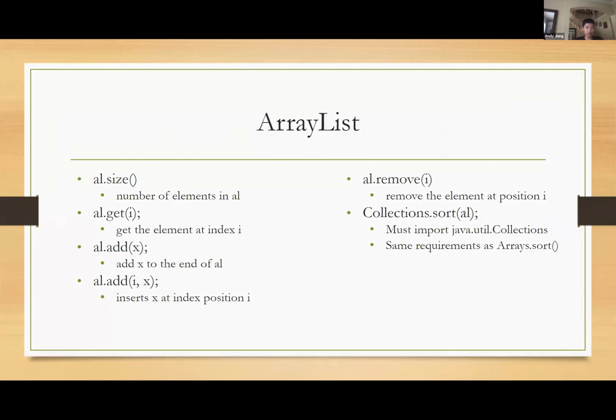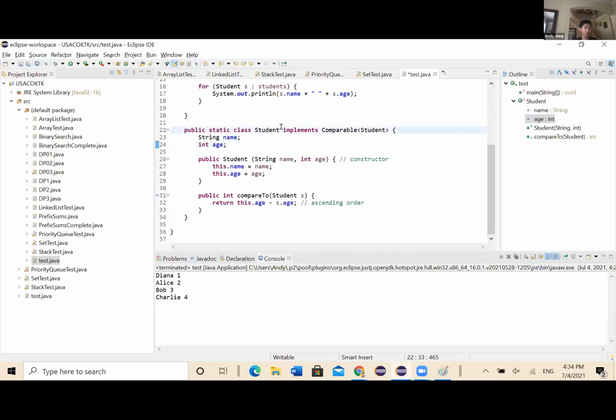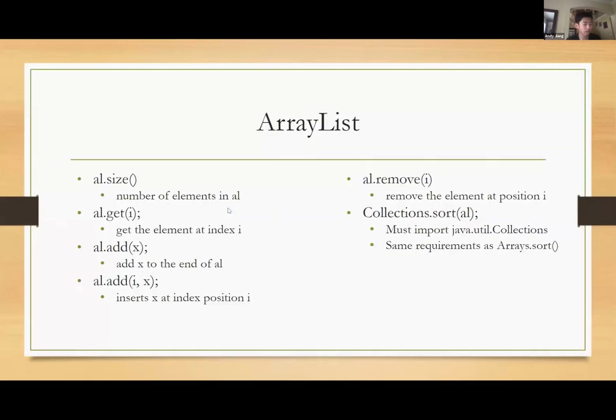Collections.sort(AL) is the way to sort an ArrayList. It's very, very similar to Arrays.sort. The only difference is I have to import java.util.Collections at the top of my Java file. That's actually the only difference. Maybe the parameters that this takes might be a bit different. The same as before, if you have a custom class, you would again have to implement Comparable, and then create the method called compareTo.